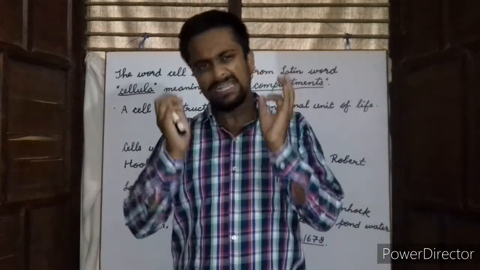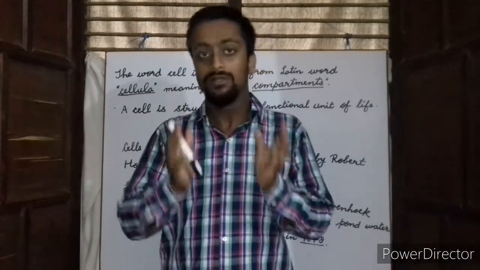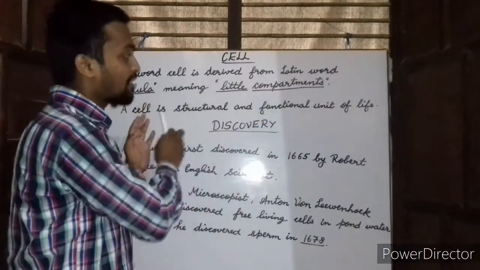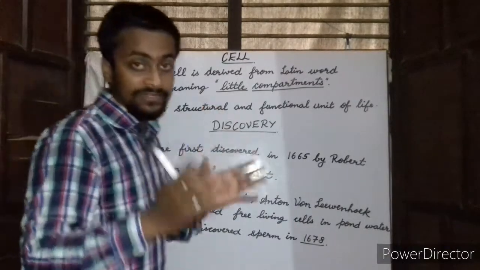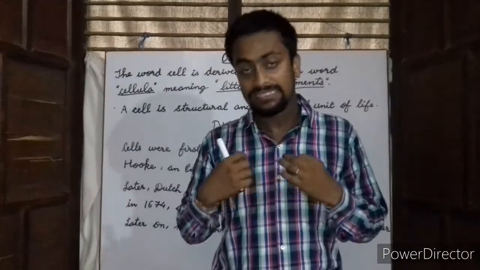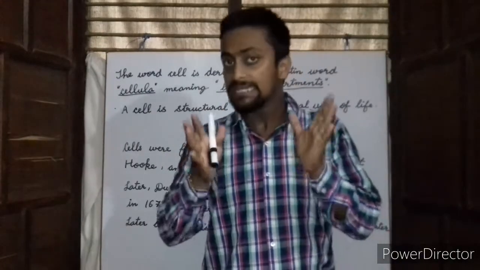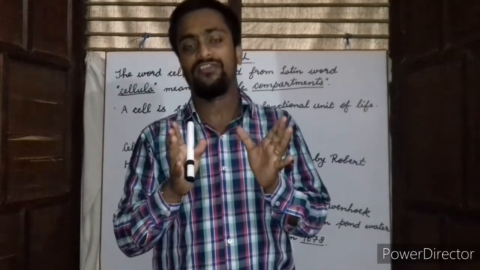Now, what is actually a cell? From where is the word cell derived? The word cell is derived from the Latin word cellula, and it means little compartments, which means the little compartments which are present inside a body or of which our body is made are called cells. These cells are the structural and functional unit of life.